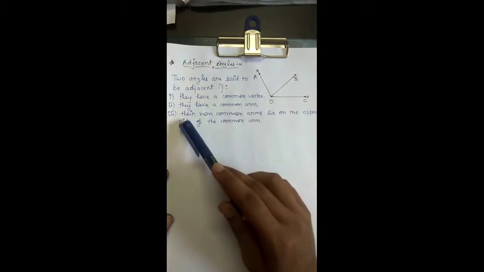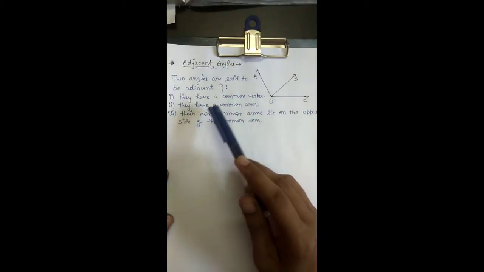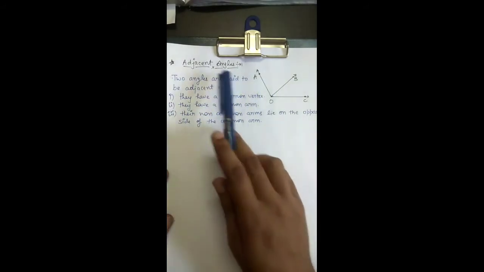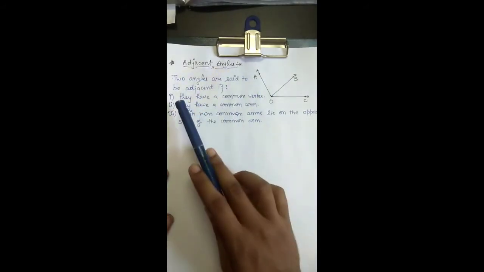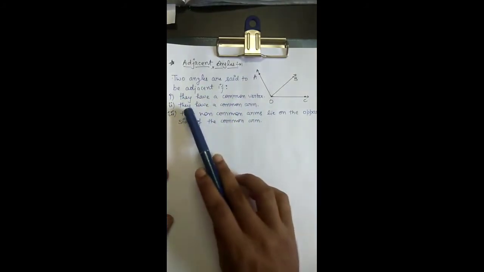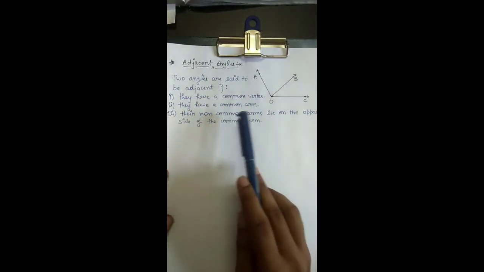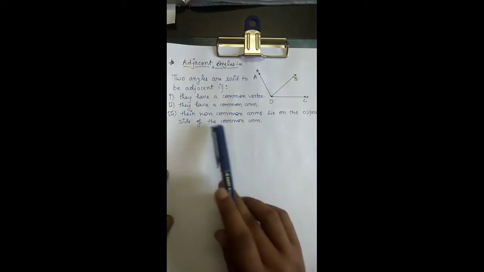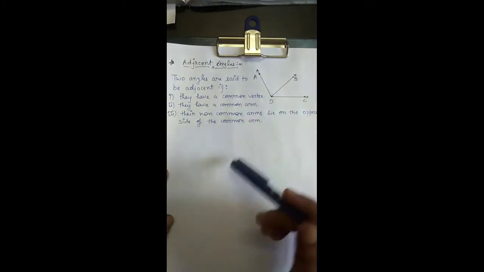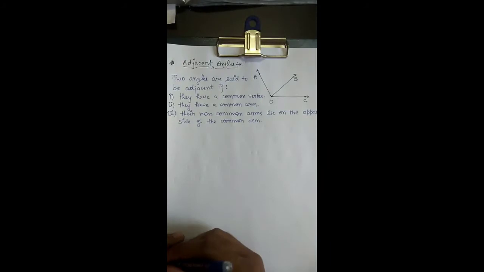Now students, our next concept is adjacent angles. Adjacent angles is about a pair of angles. So in this we have to study two angles together. There are some conditions that have to be fulfilled by the two angles, then they will be said to be adjacent angles. First, they have a common vertex. Second, they have a common arm. Third, their non-common arms lie on the opposite side of the common arm. So let's understand this concept.